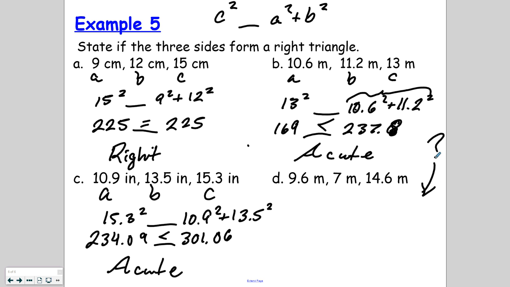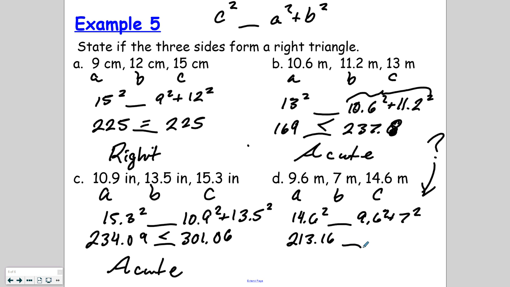Guessing you can figure out what this one's going to be, but let's go ahead. 14.6 is going to be c, our hypotenuse. So we have 14.6 squared, 9.6 squared plus 7 squared. 14.6 squared is 213.16. 9.6 squared plus 7 squared is 141.16. So in this example, c squared is greater than a squared plus b squared, and that corresponds to an obtuse triangle.